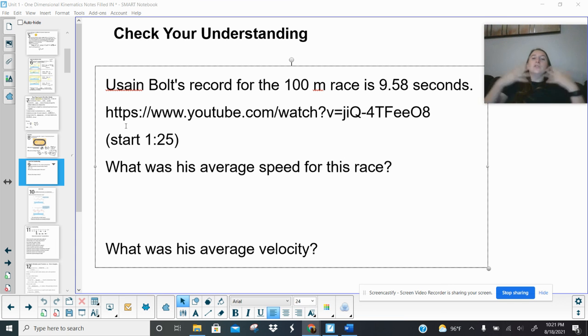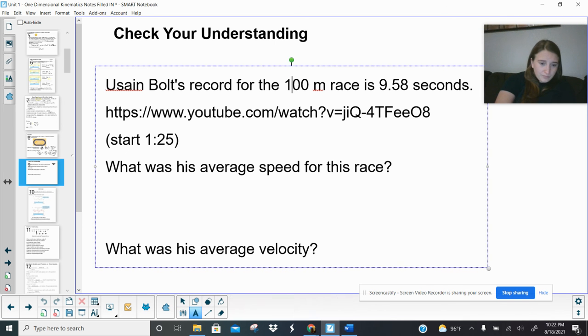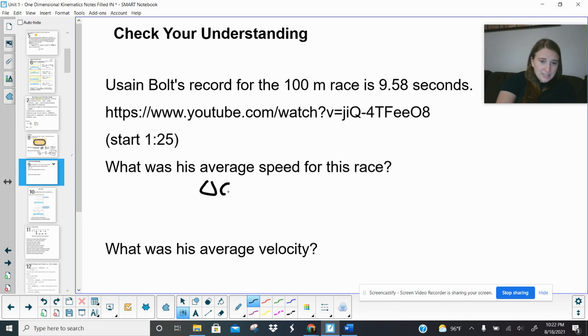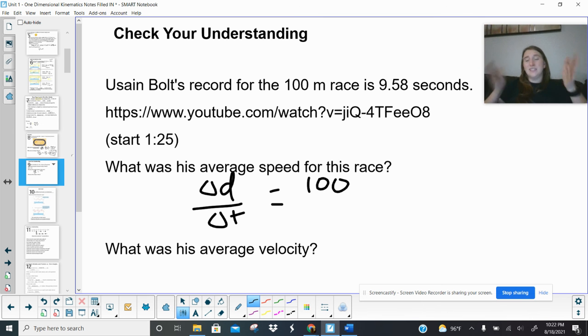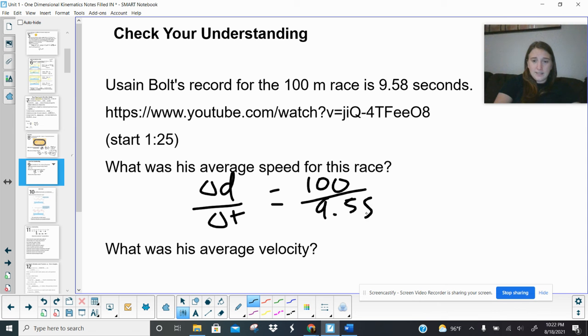Oh my gosh. So let's talk about this. What was his average speed for this race? It's a 100-meter race. He went 9.58 seconds. Find the average speed. Well, average speed is once again going to be the change in distance over the change in time. He went 100 meters. Again, we can say 0 to 100 in 9.58 seconds.